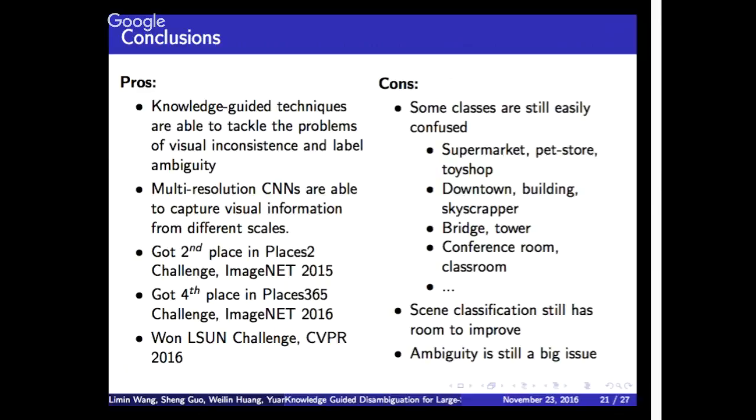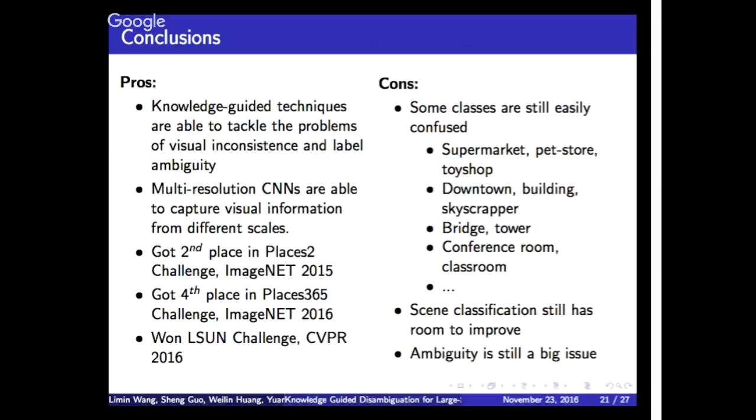And basically, as conclusions, we can say that their knowledge-guided techniques are able to effectively not solve but improve the problem of ambiguity, and that with the multi-resolution CNNs, we're able to capture information in several scales. Also, they got very good results in several challenges, but as cons, we have to say that some classes are still very confused, such as supermarket, pet store, and toy shop from outdoor, downtown building, skyscraper, or conference room or classroom.